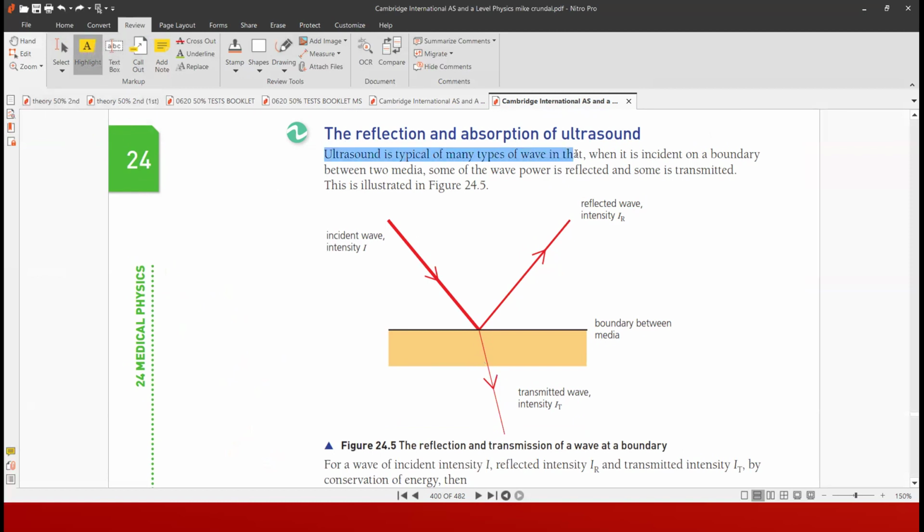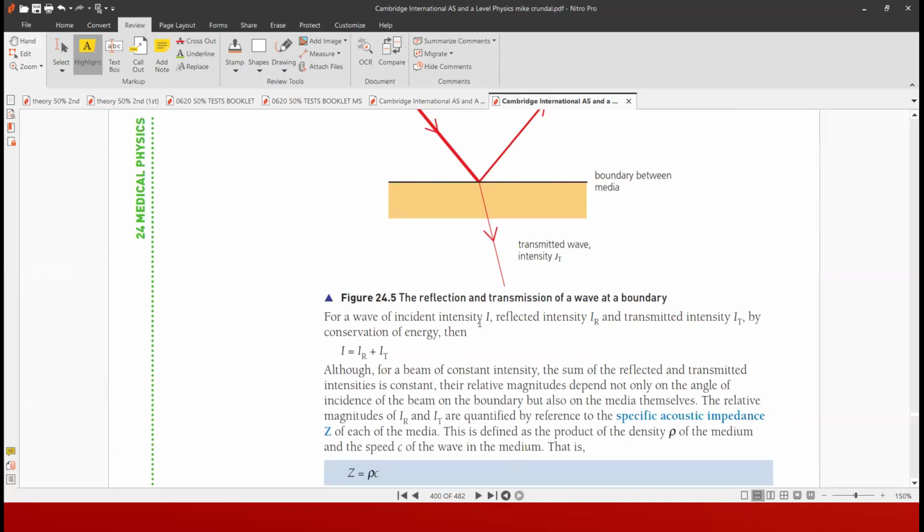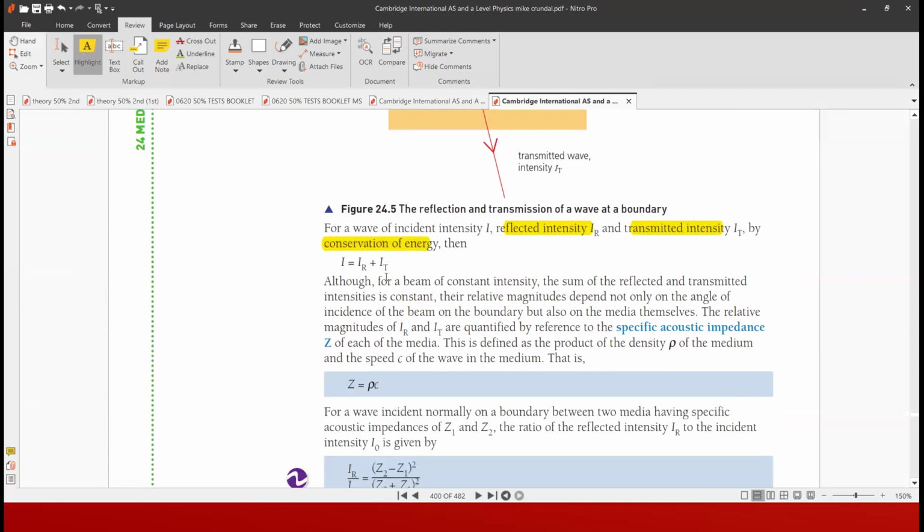Ultrasound is typical of many types of wave. When it is incident on a boundary between two media, some of the wave power is reflected and some is transmitted, as illustrated in this figure. For a wave, the incident intensity, reflected intensity and transmitted intensity are related by the conservation of energy.